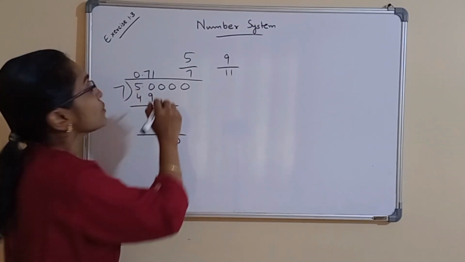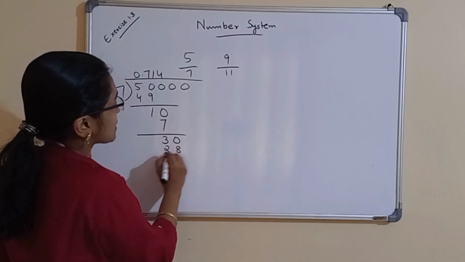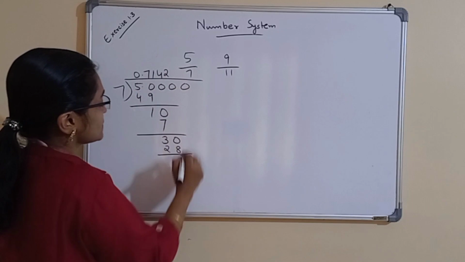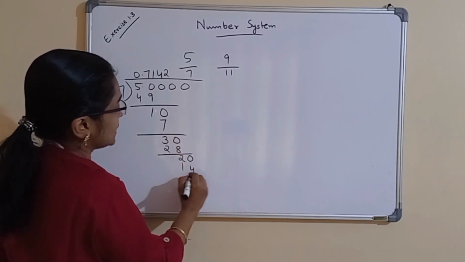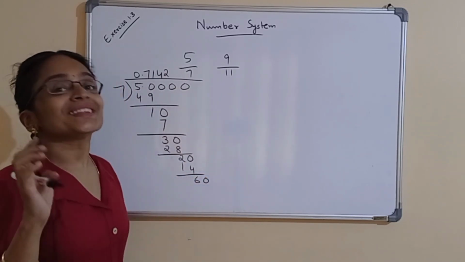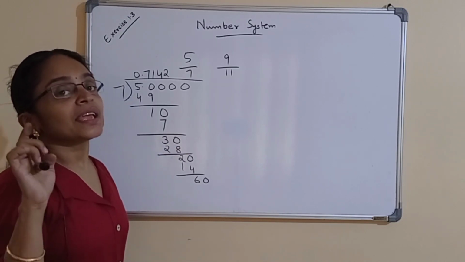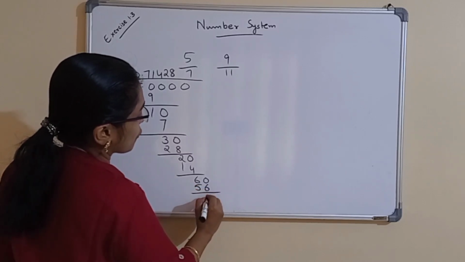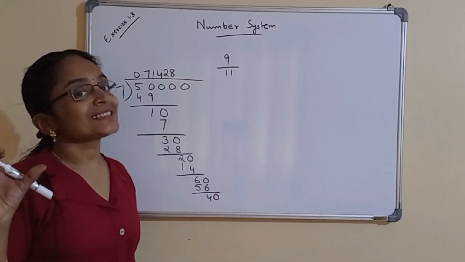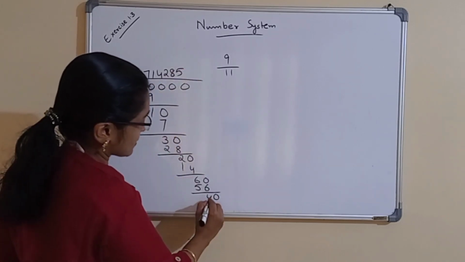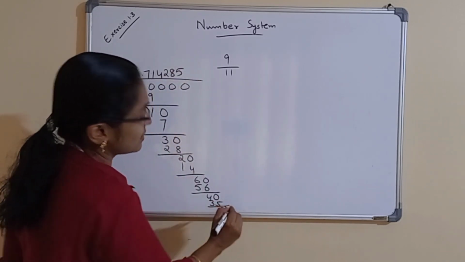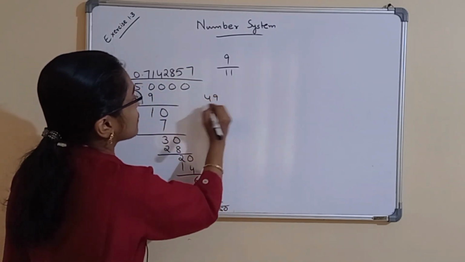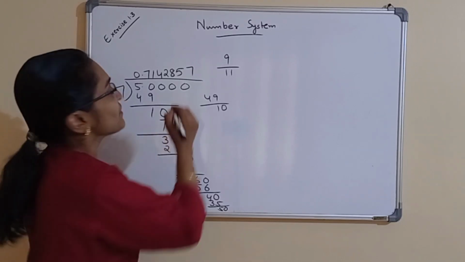In 37 will go 4 times and 7 4s are 28, 2 remainder. Now in 27 will go 2 times and 7 2s are 14, 6 remainder. Now in 67 will go 8 times, 8 sevens are 56. So 8 and 56, 4 remainder. Now in 47 will go 5 times, 7 5s are 35, then 5 remainder. In 57 will go 7 times, then 49, 1 remainder, and in 10 7 will go 1 time.